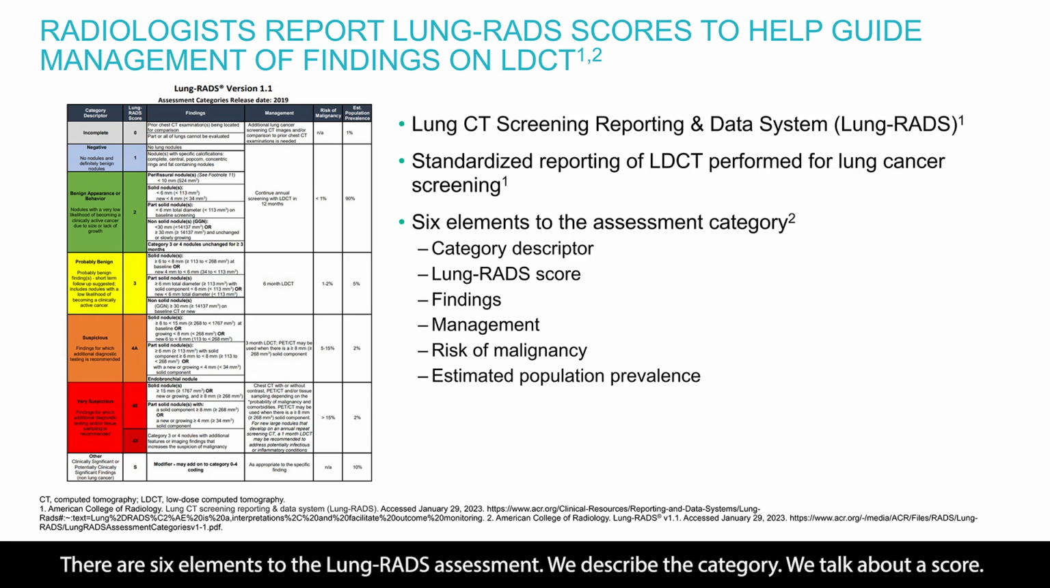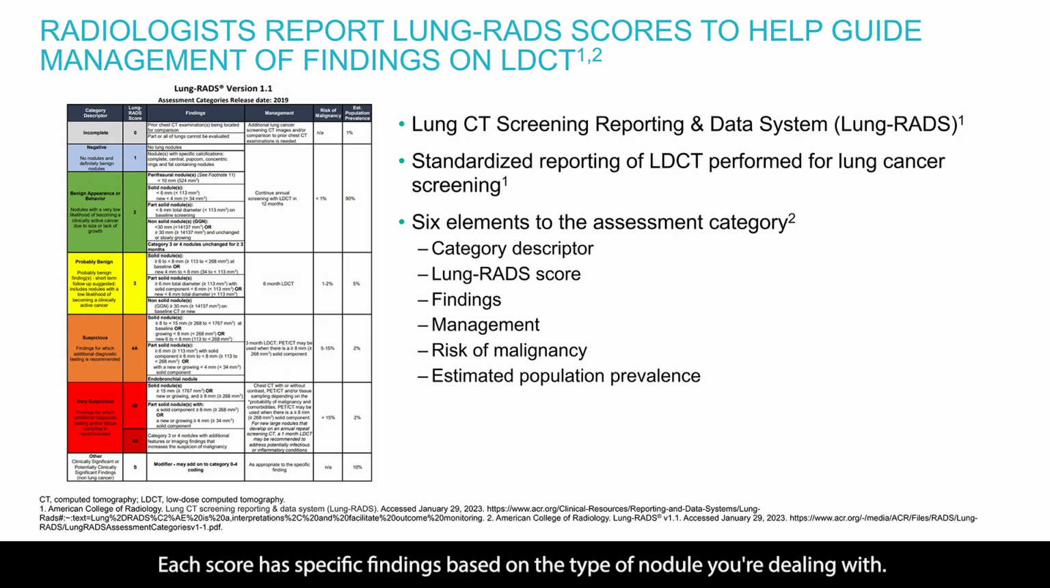We describe the category. We talk about a score. Each score has specific findings based on the type of nodule you're dealing with. Are you dealing with a solid nodule? Are you dealing with a part solid nodule? Or are you dealing with a ground glass nodule? Does the nodule have components of calcium, which could be benign, or fat, which is a benign finding? What's the management in these patients based on the nodule score? And what's the risk of malignancy? And what is the estimated prevalence of those patients among the group?